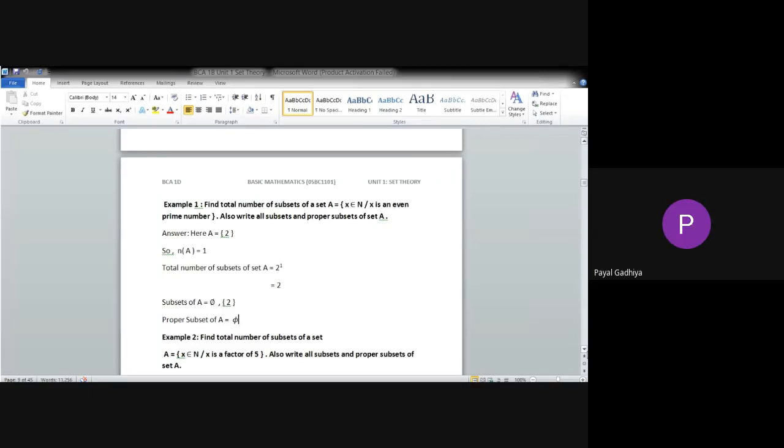Okay, so this example you have to do on your own. Find the total number of subsets of a set A equals, how they have defined the set, x belongs to N, x is a factor of 5. So what are the factors of 5 first? Write in the chat box. Yes, there will be 1 and 5. Everyone has to write in the chat box, so that I can get the idea whether you understand or not.